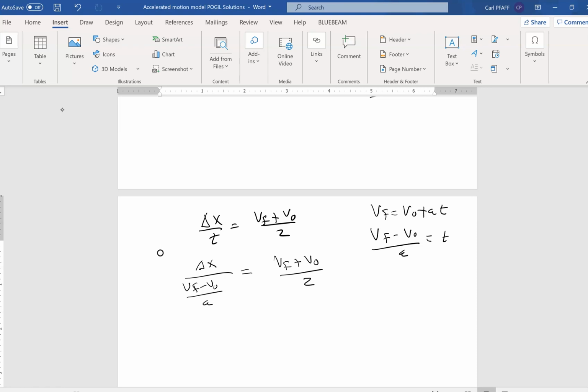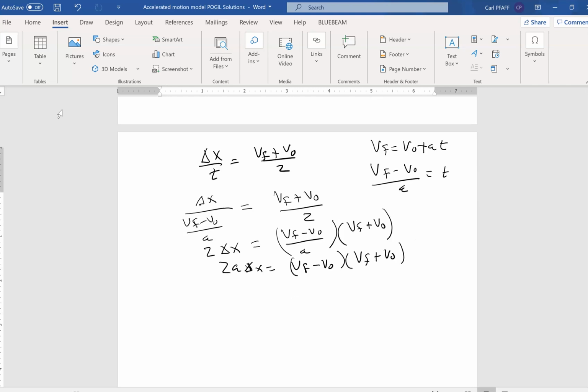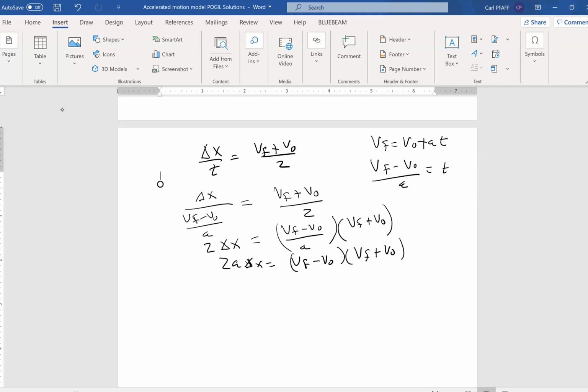I'm going to multiply both sides of the equation by 2 to get 2 delta x. We'll multiply both sides of the equation by VF minus V naught over A. All right, then I'm going to be crazy and multiply my A across the other side, so I get 2A delta x equals VF minus V naught times VF plus V naught. And from all those years ago in Algebra 2, we should recall that that must be a difference of 2 squares, so that must equal VF squared minus V naught squared equals 2A delta x.